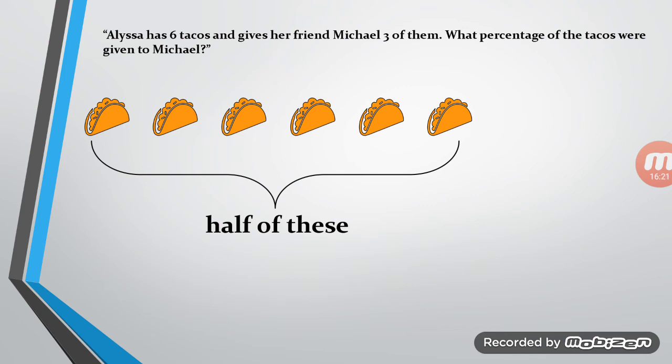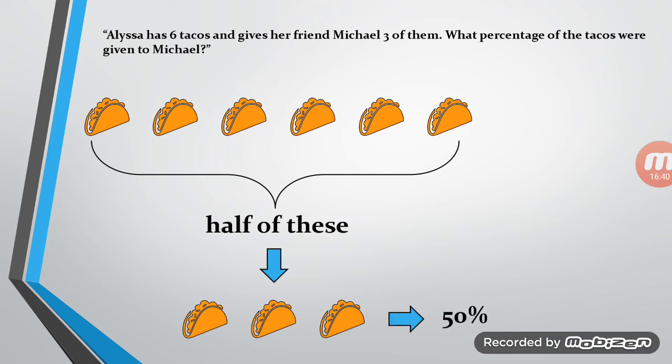So half of 6 is 3, so she gives half of them to Michael. So she gives him 3. Now what percentage of the tacos were given to Michael? Now he was given 3 of the total 6. Once again, 3 is half of 6. So if Michael was given half of the tacos, he had to have been given 50% of the tacos. If you're thinking of the 6 as a whole, kind of like the hexagon was.